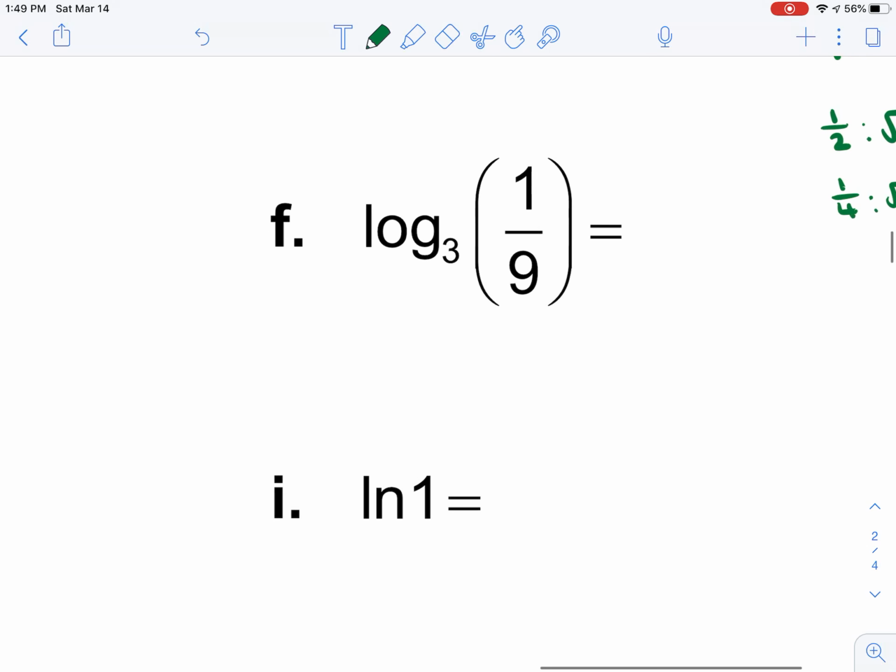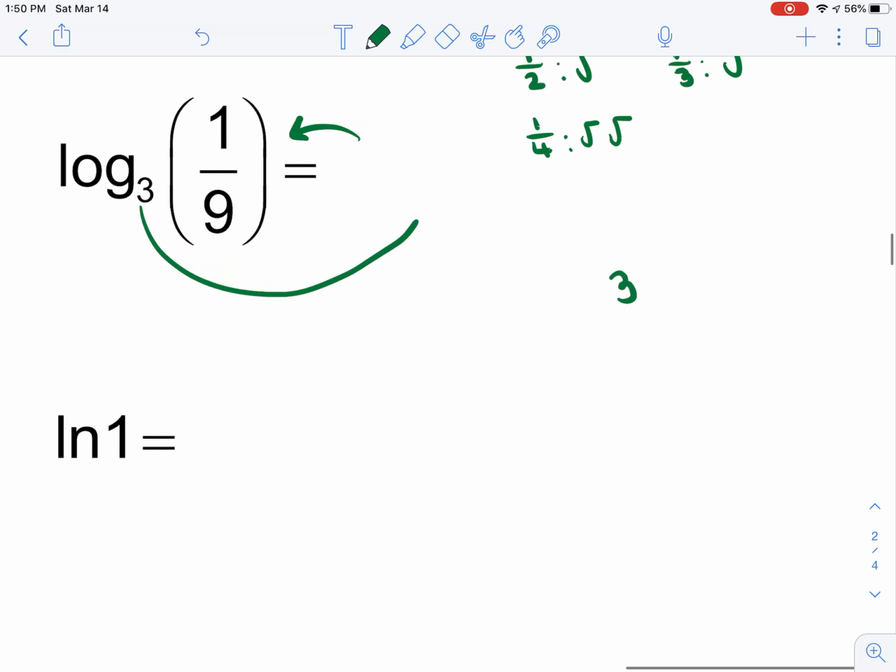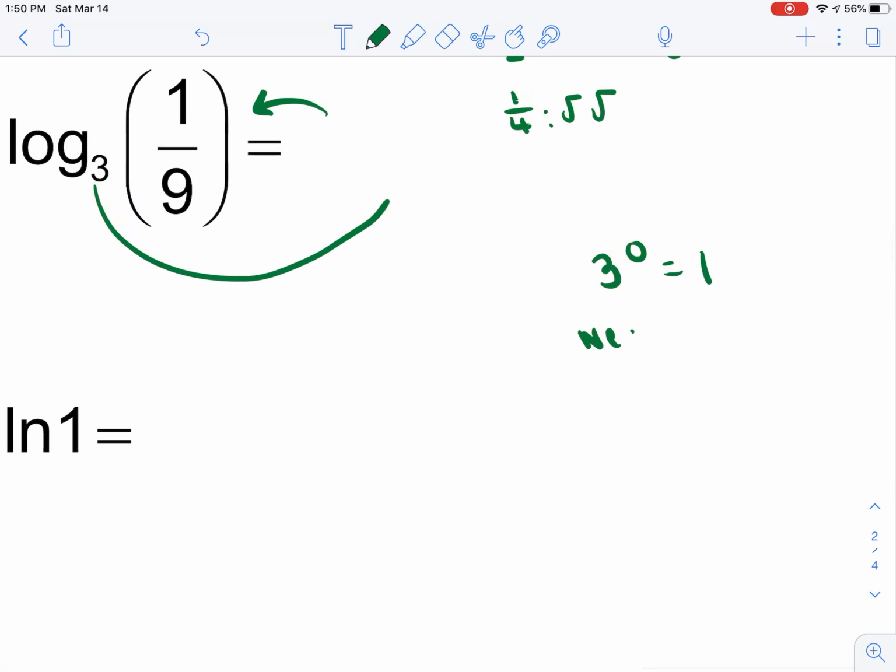For part F, 3 to what power is 1/9? Here's another one that's a little tricky, but let's think about this. 3 to the 0 power is 1. Well, that's not going to work. Note that 3 to the 0 power, 1, is too big already, which means we need negative exponents. Remember, negative exponents mean reciprocals. So I really want to think about 3 to what power is 9 and then take the reciprocal of that by using a negative exponent. Well, 3 squared is 9, so we're going to use a -2.